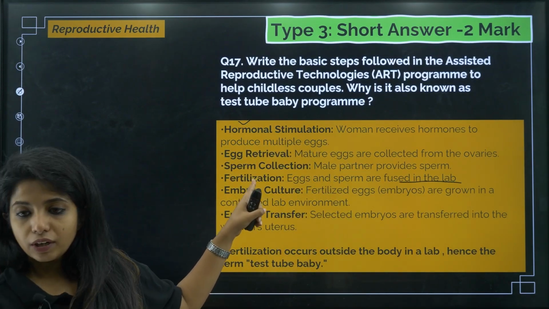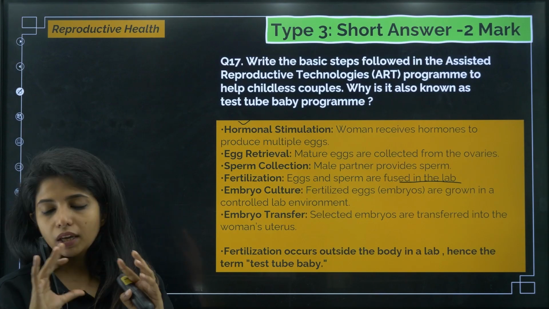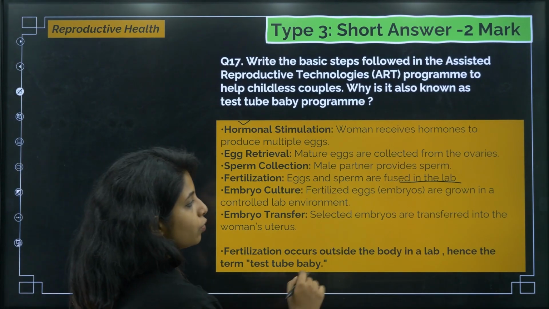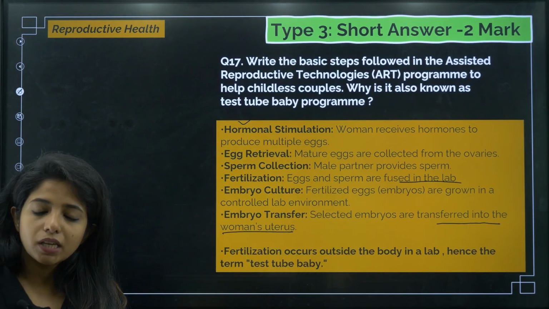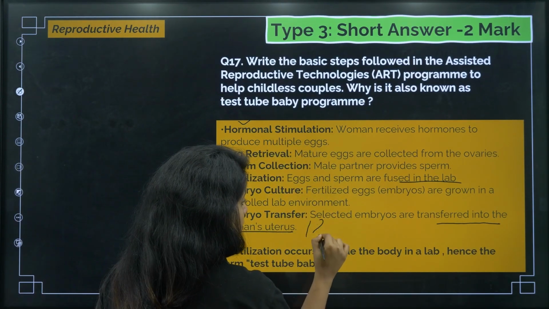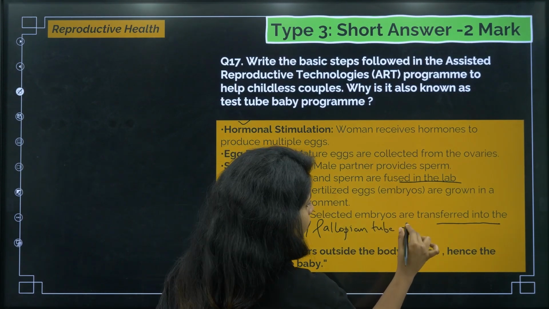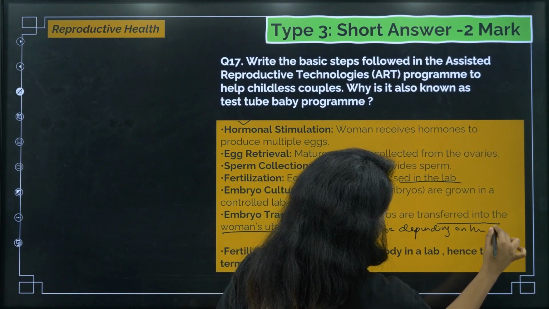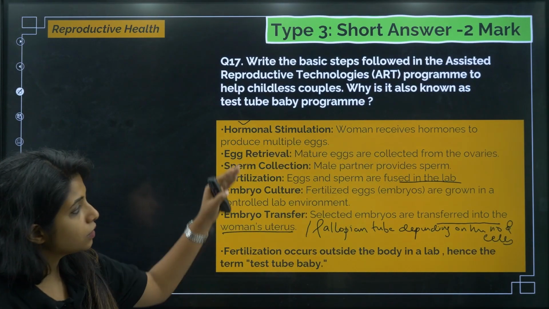Later, fertilization is done and then embryo culture is done. This fertilized egg is now grown in laboratory conditions, and then later when the embryo is fine, the selected embryos are transferred into what? The woman's uterus, or the fallopian tube, depending on what? Depending on the number of cells or the blastomeres. Okay, this basic thing can you write?